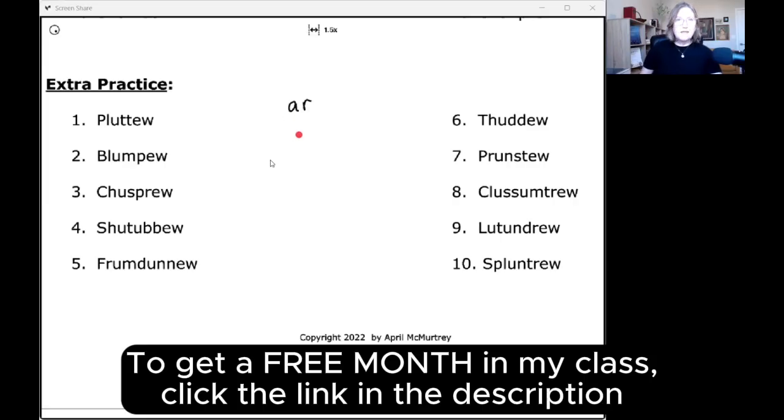So I have somebody asking about this. You're going to learn all about this in R-controlled vowel month. This is called an R-controlled vowel. Every single vowel will change its sound if there's an R after it. So we have a whole month dedicated to this. I think it might be in, I don't know, late summer or early fall. And then we'll go into that in depth. So stay with me and you'll get a deep dive into that.